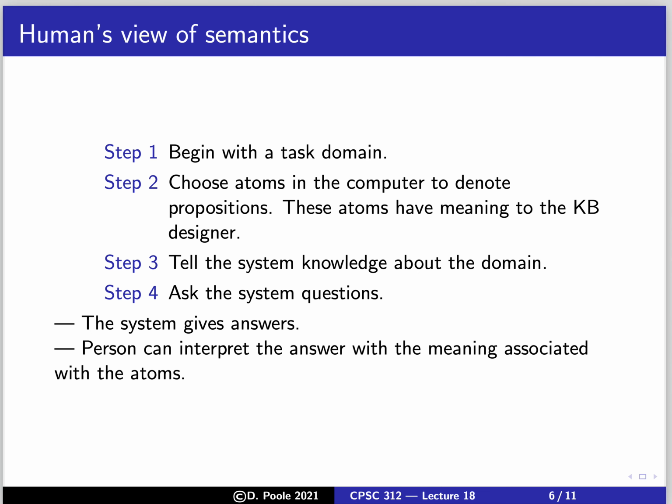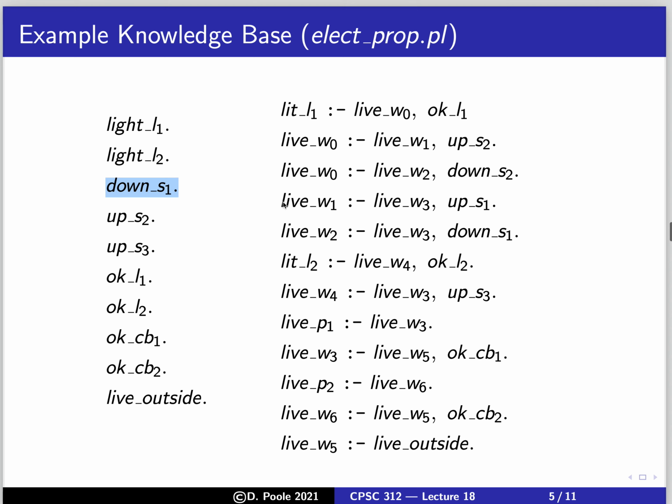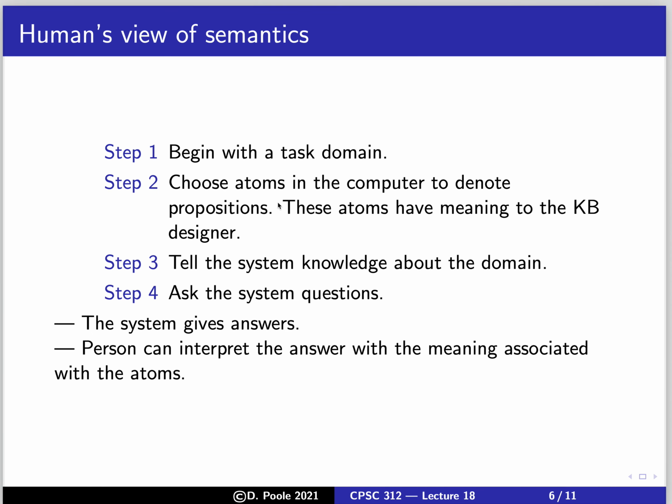So now we're going to talk about what all this means. Here's a human's view of semantics. We're going to start with a task domain, like that electrical domain. We're going to choose atoms in the computer to denote propositions, and these atoms have a meaning. In our example before, the atom has some particular meaning to the human being: that W1 is live, you get electrocuted if you put your finger on it. Up S1 is a proposition that's true, and it has a meaning, namely that switch S1 is up. So we can choose atoms, and these atoms have meanings to me as the designer.